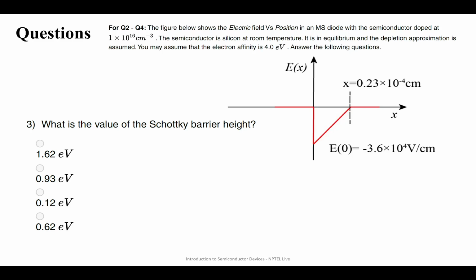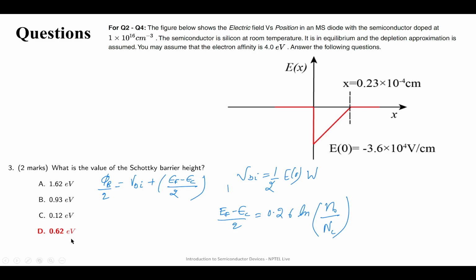What is the value of the Schottky barrier height? 1.62 electron volts, 0.93 electron volts, 0.12 electron volts, 0.62 electron volts. So the answer to this would be 0.62 electron volts.